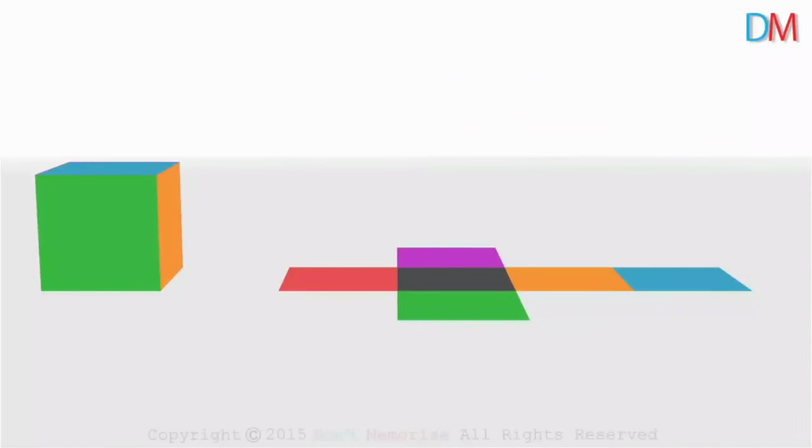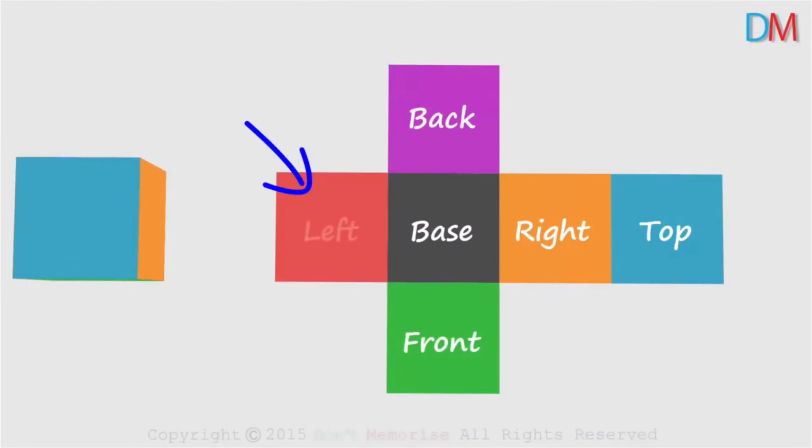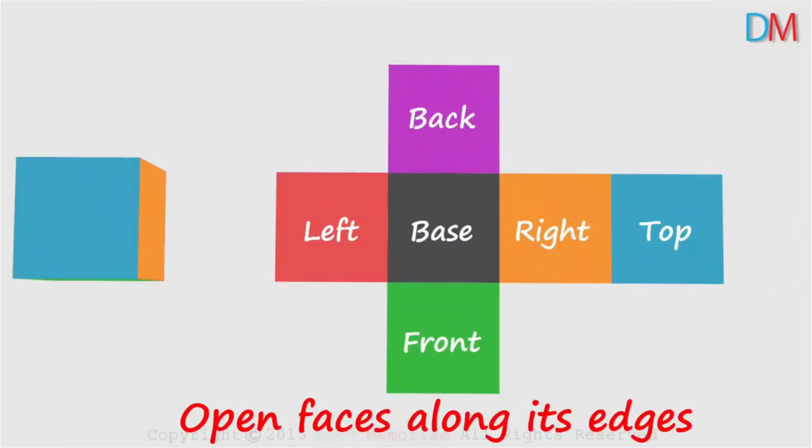If we look at it from the top, it will look like this. The orange face is the face to the right, the blue face is the top face, the green face is the face in the front, the black face is the base, the purple one was the one at the back, and the red one was on the left. Yes, all we did was open up the faces along the edges and we got the net of a solid.